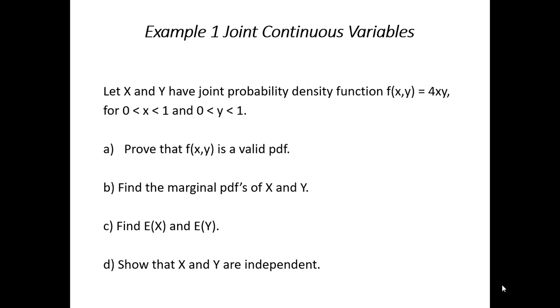In our first example, suppose x and y have a joint probability density function f of xy equal to 4xy for x between 0 and 1 and y between 0 and 1. It's a good idea to think about what region in the plane this is. This would be the unit square. For part A, prove that f is a valid PDF. In part B, we find the marginal PDFs. Part C, we find the expectation of x and y. And in part D, we're asked to show that x and y are independent.